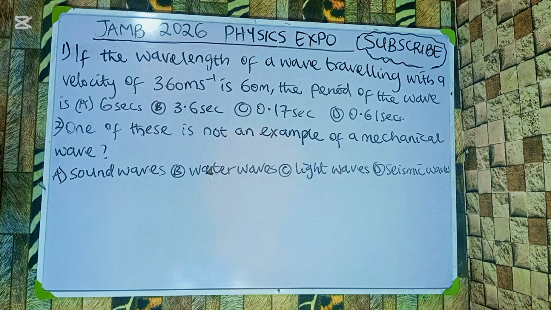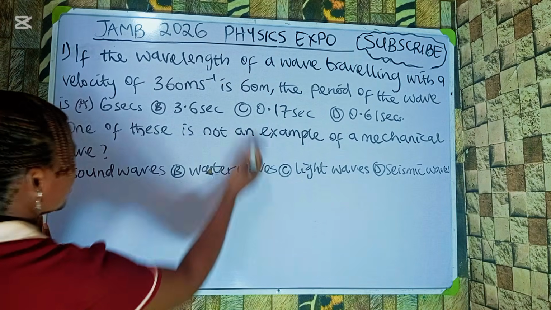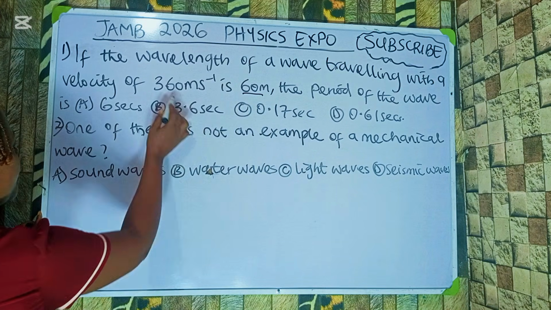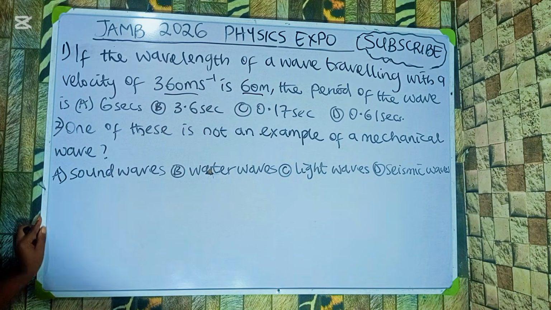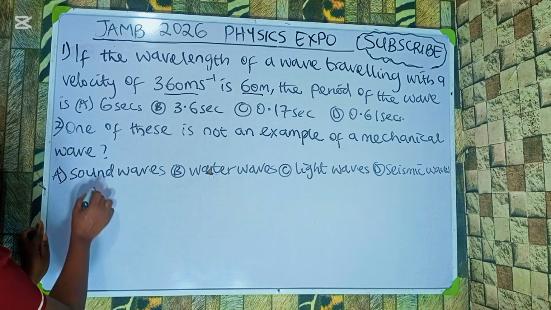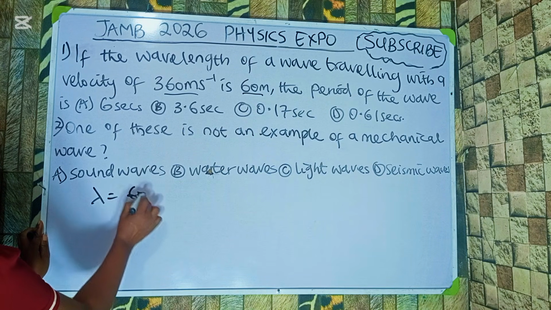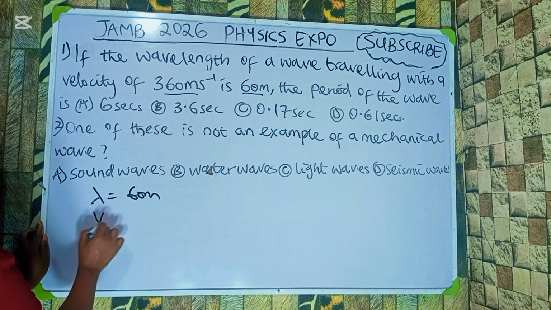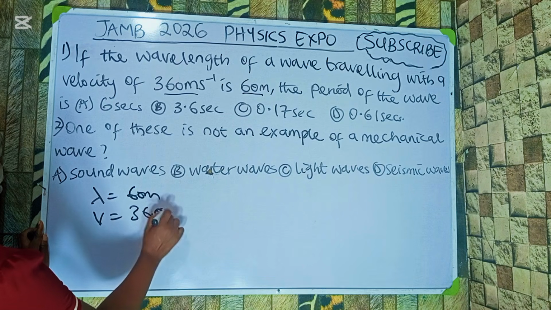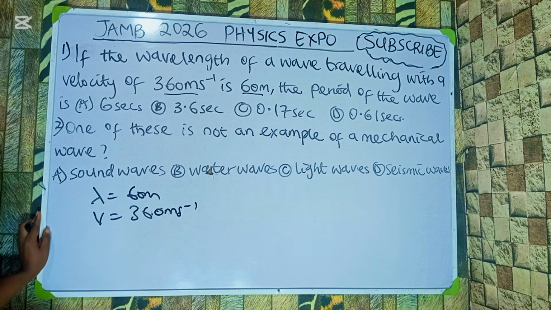Question 1. If the wavelength of a wave traveling with a velocity of 360 meters per second is 60 meters, the period of the wave is what? Now in this question, we are given the wavelength as 60 meters and the speed as 360 meters per second. So let's solve. We have the wavelength lambda to be 60 meters, then we have the speed to be 360 meters per second. We are asked to calculate the period.